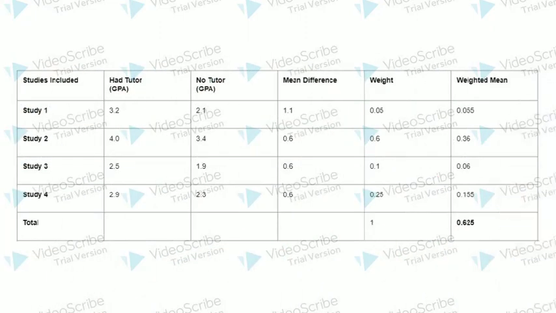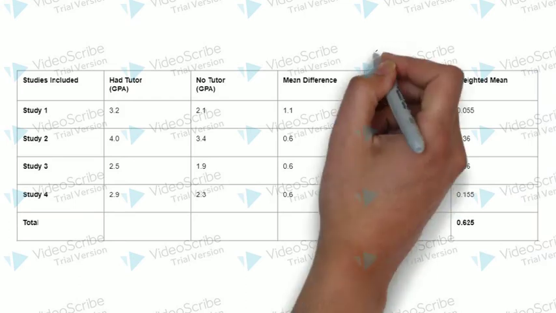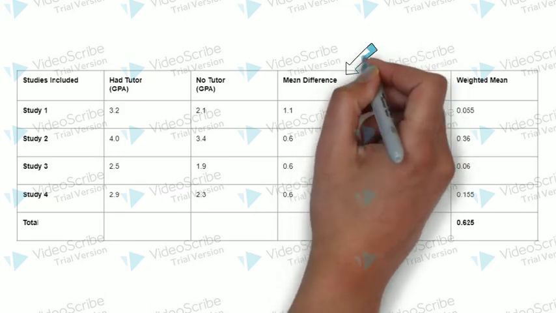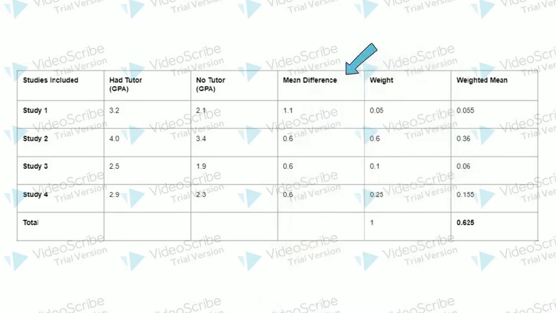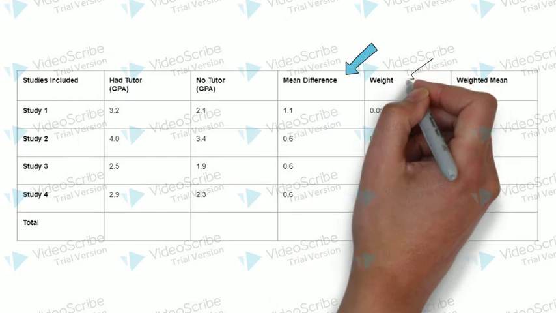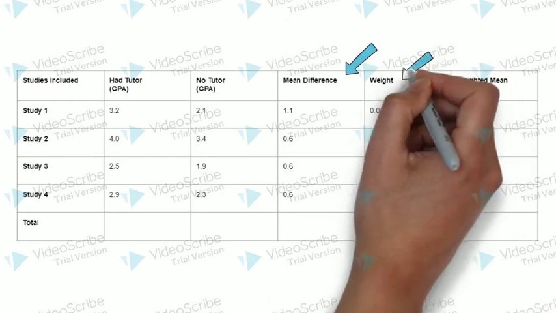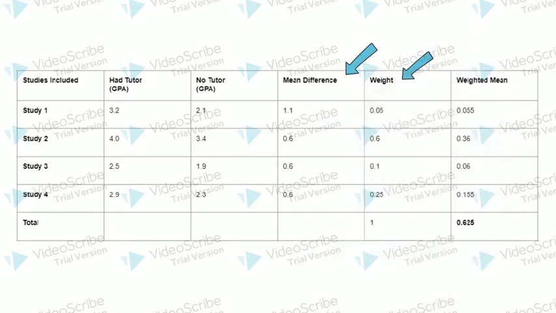You can also do this in another way by putting it all together. So all of the study had the same intervention and same control group. First, you find the mean difference between each of the group in each of the study. Then you apply the weight onto each of these studies. And finally, you figure out what the weighted mean is for each study. And then you add them all together and you get the same result.